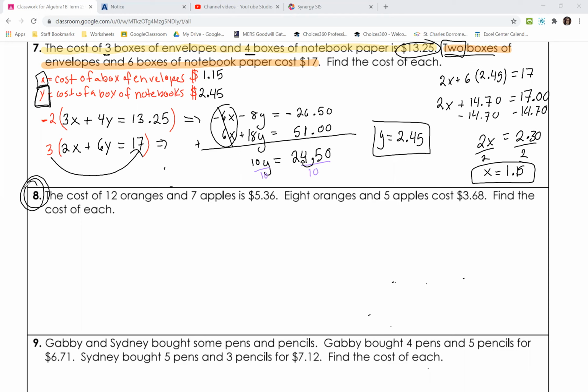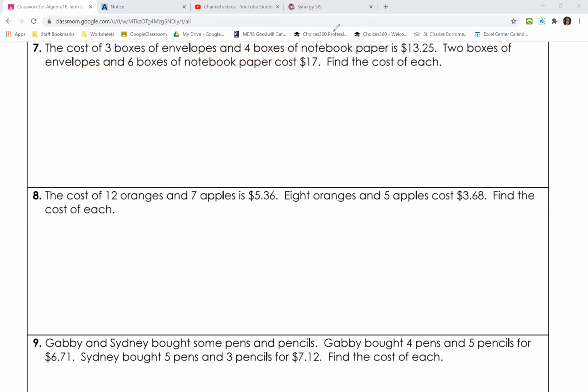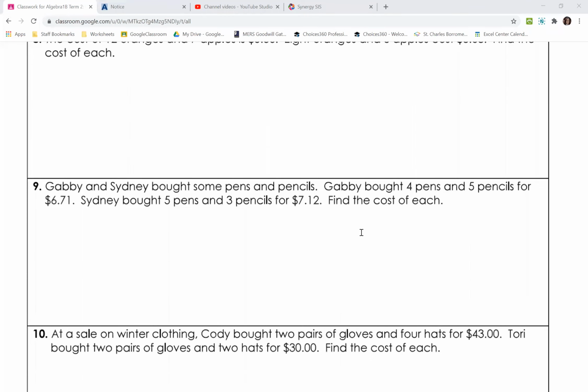Okay. All right, so I am going to leave number 8 for you to do. So you do number 8. Let's go ahead and clear these away, and I'm going to work out number 9.